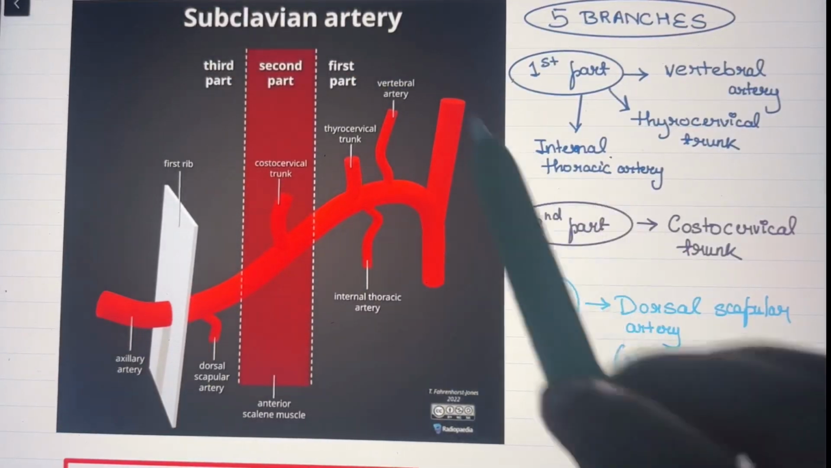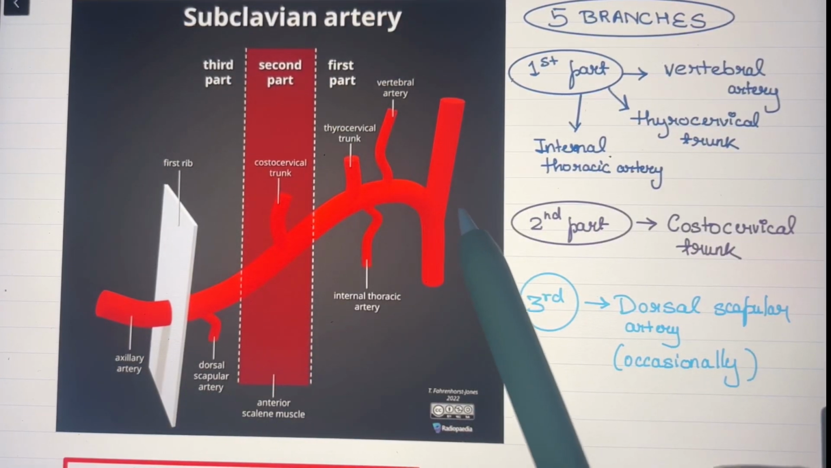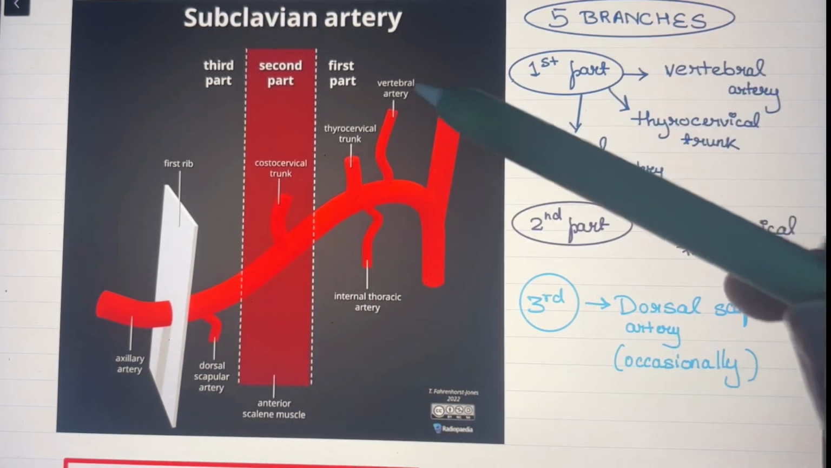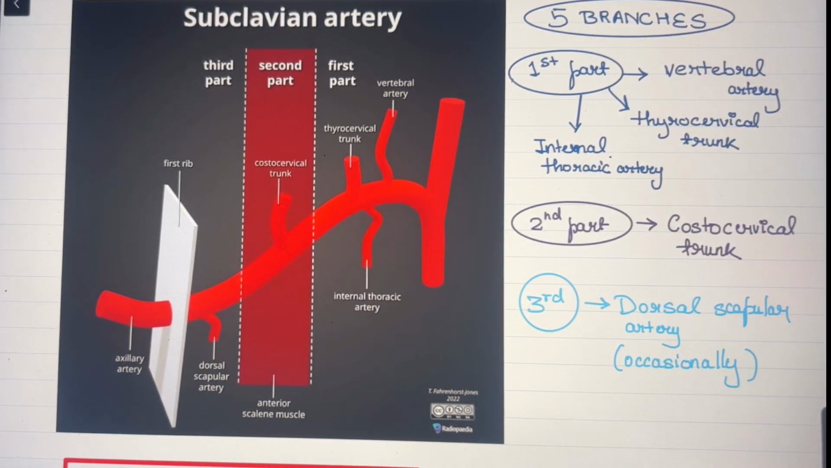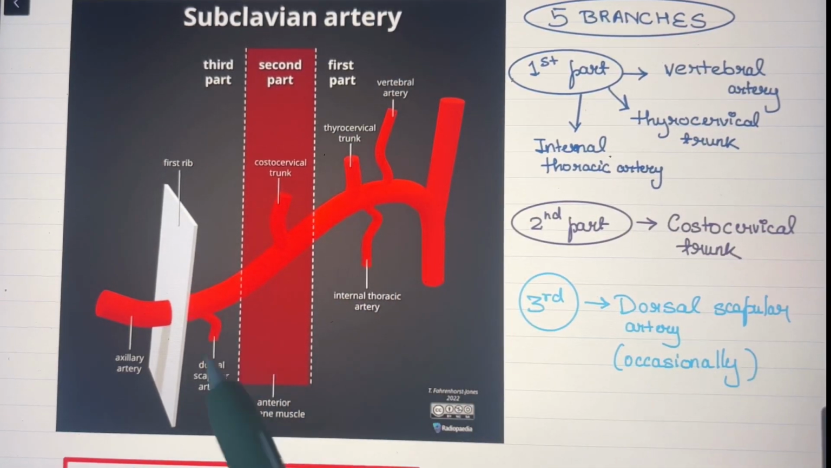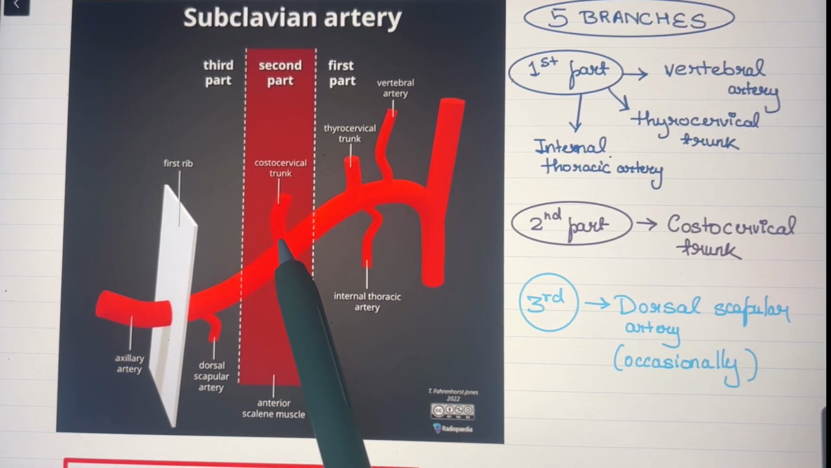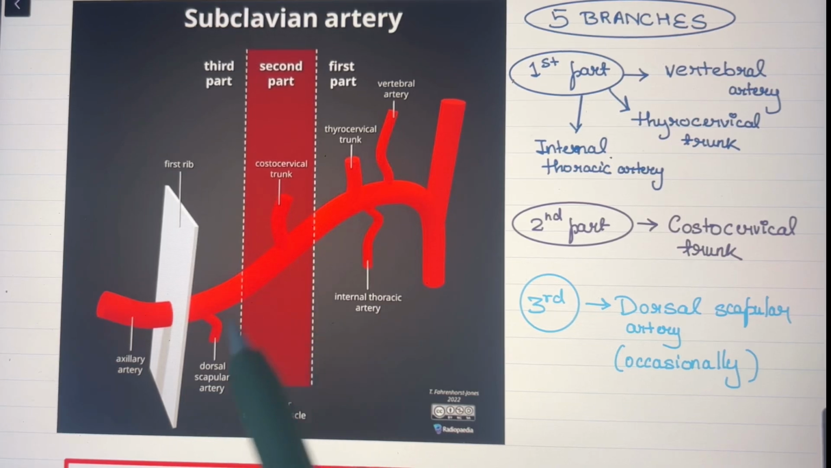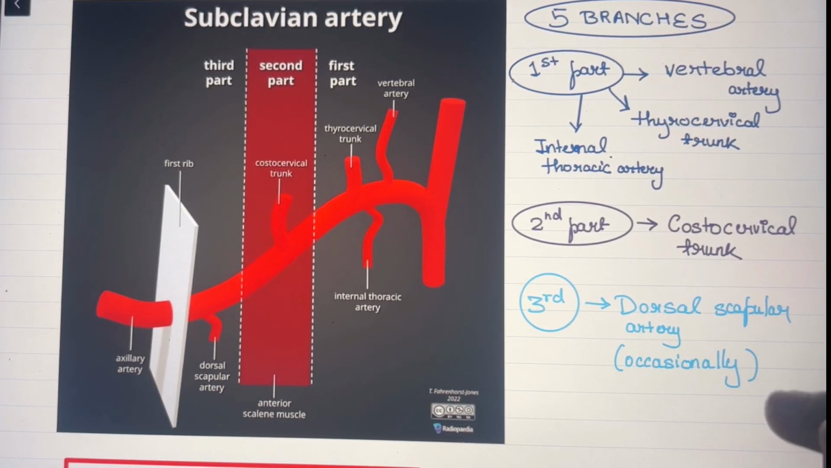Now this is the subclavian artery and the branches. The subclavian artery is divided, as I have said, into first part, second part and the third part. The first part has three branches: the vertebral artery, thyrocervical trunk, and internal thoracic artery. Here we can see that in the diagram. The second part has one artery, which is known as the costocervical trunk, and the third part has the dorsal scapular artery, which is occasionally present, and after the first rib it continues as the axillary artery.